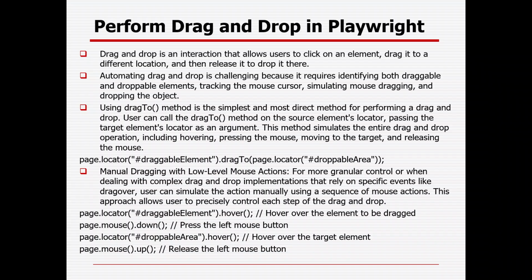So this is the way we can perform the drag and drop operation in Playwright with Java. One option is that we can directly call the drag to method, which is the simple and most direct method for performing a drag and drop. And another way, there is a 4-step process available for manually dragging with low level mouse actions.